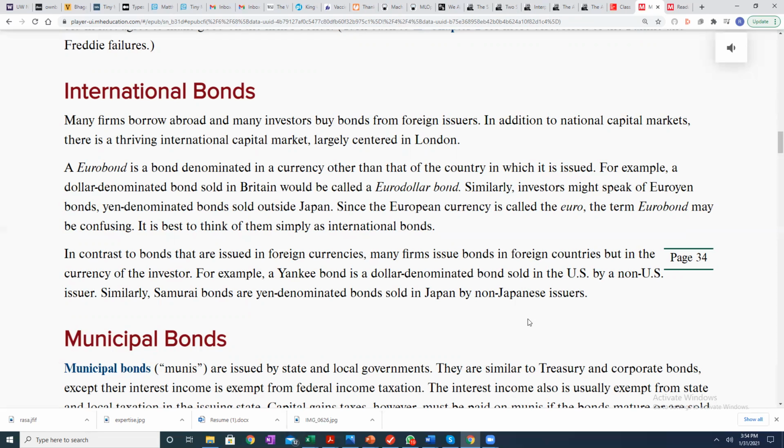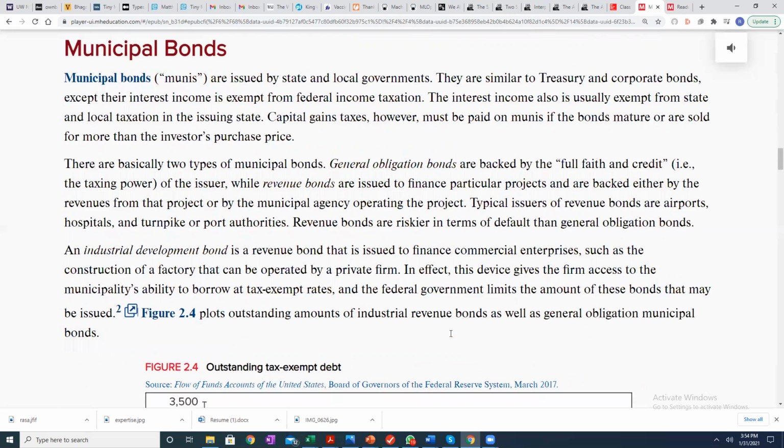Samurai bonds are yen-denominated bonds sold in Japan by non-Japanese issuers. Muni bonds, similar to Treasury and corporate, have interest income that is exempt from federal income taxation, and exempt from state and local taxation in the issuing state. Capital gains, however, must be paid if municipal bonds mature or are sold for more than the investor's purchase price.